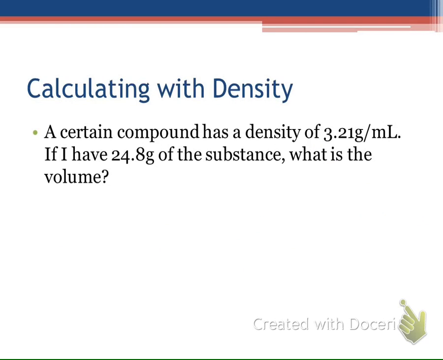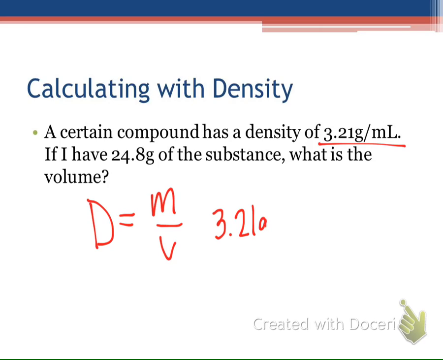Okay. A certain compound has a density of 3.21 grams per mil. If I have 24.8 grams of the substance, what's its volume? D equals M over V. I have density given to me in grams per milliliter. My mass is in grams, so I don't have to do any unit conversions, which is handy. 24.8 grams over my volume.